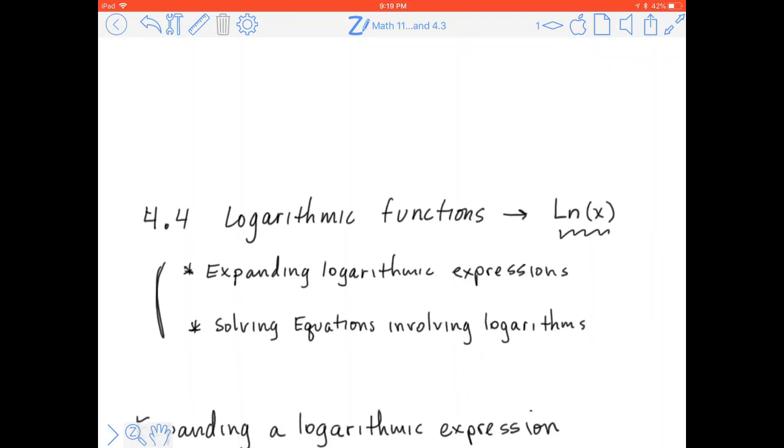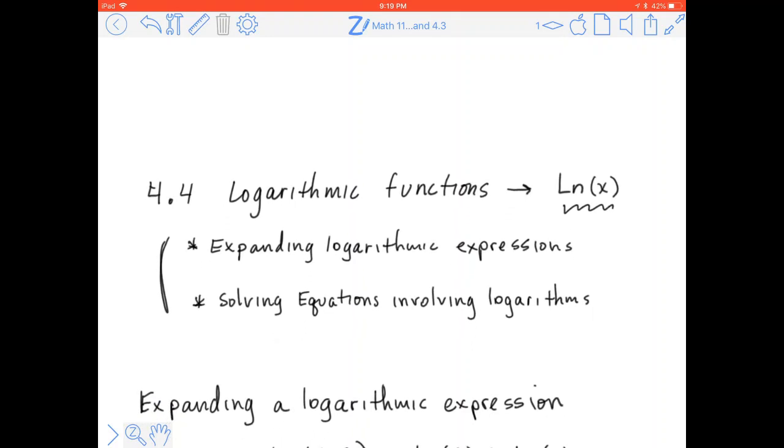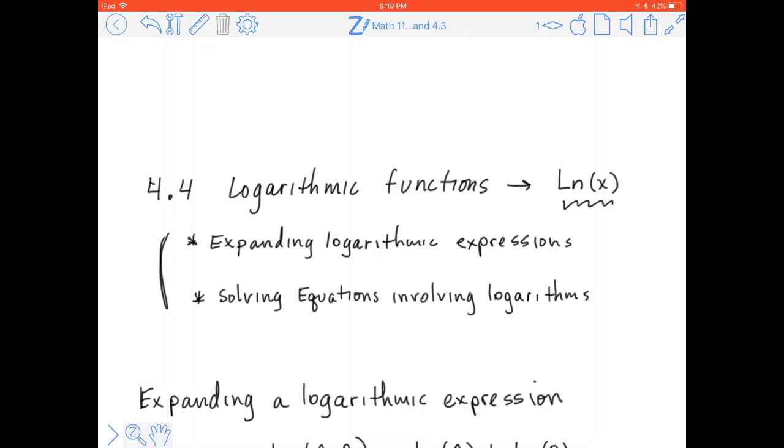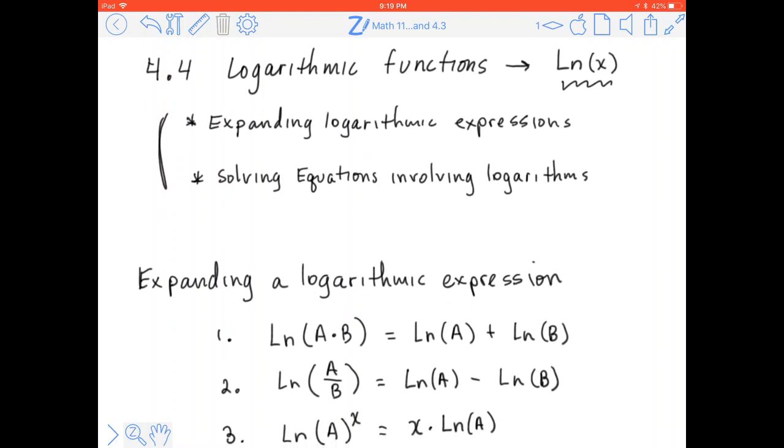So when we are expanding a logarithmic expression, what we're going to start with is a single logarithmic expression, a logarithm of a term, and we're going to expand that using these three properties.